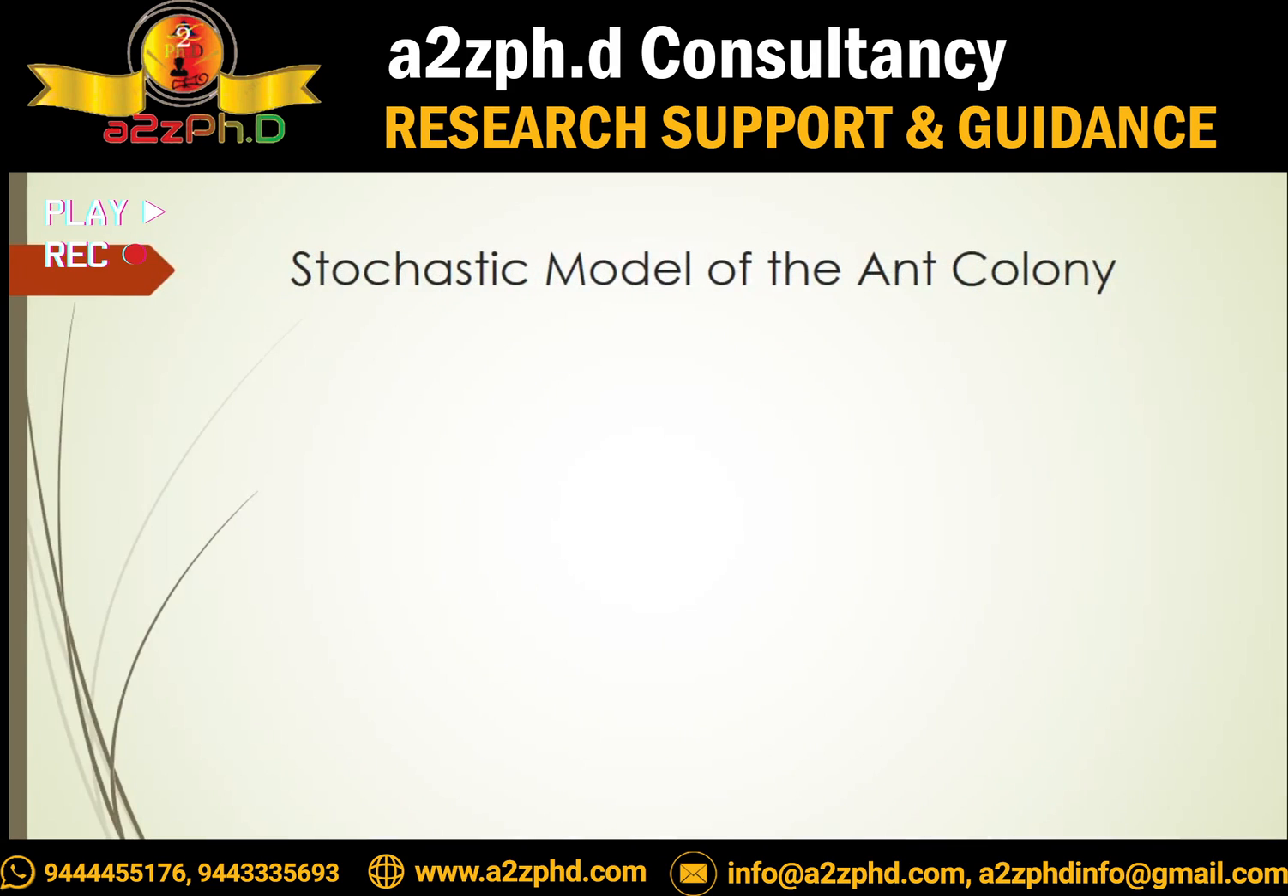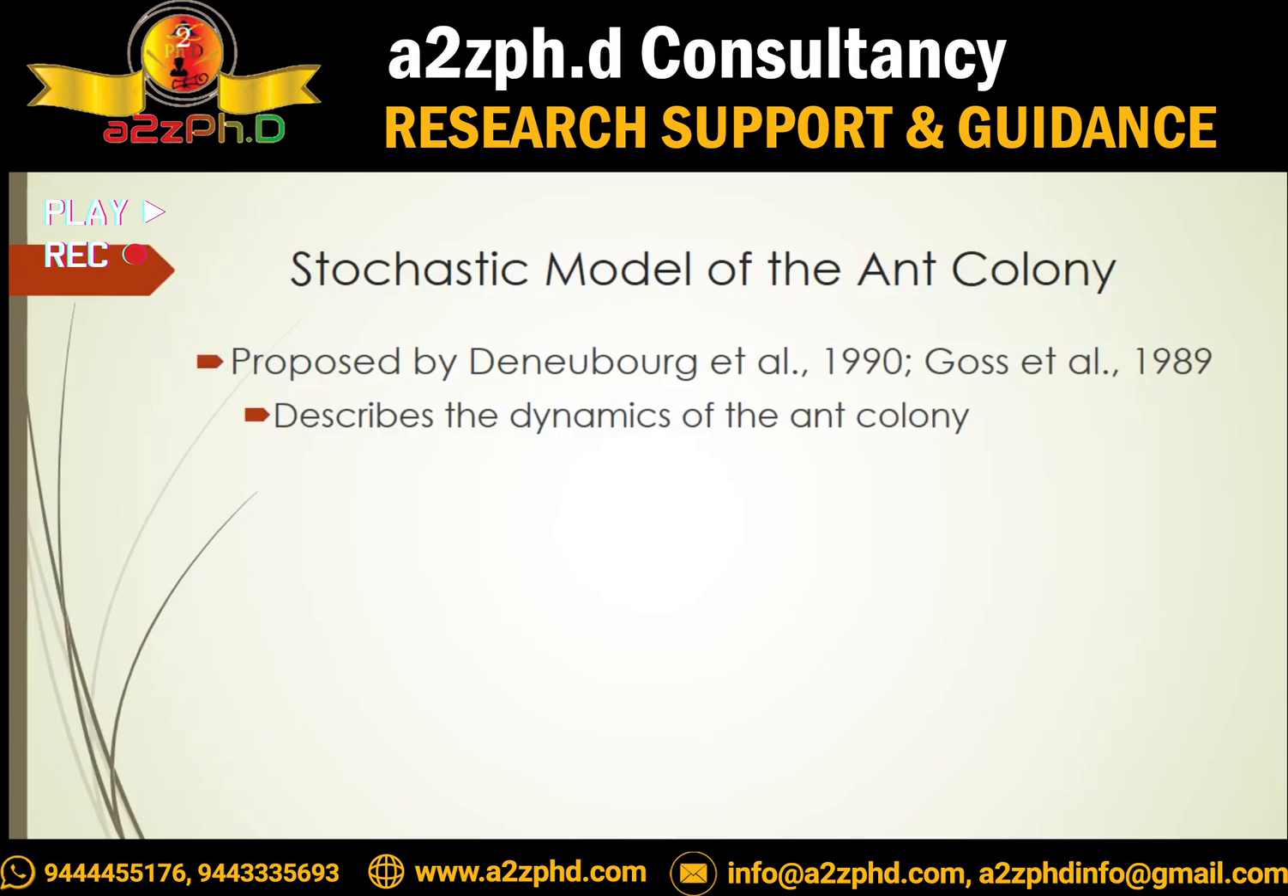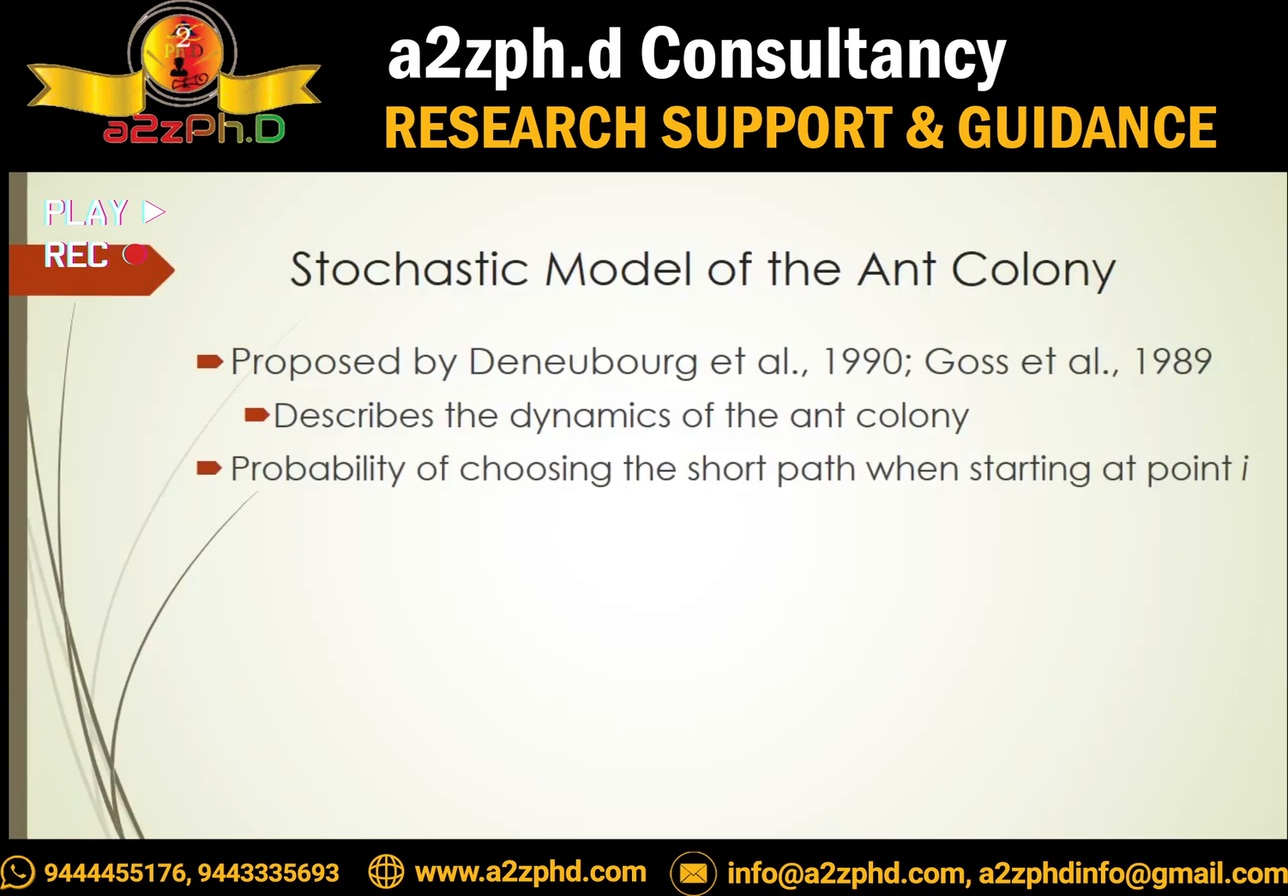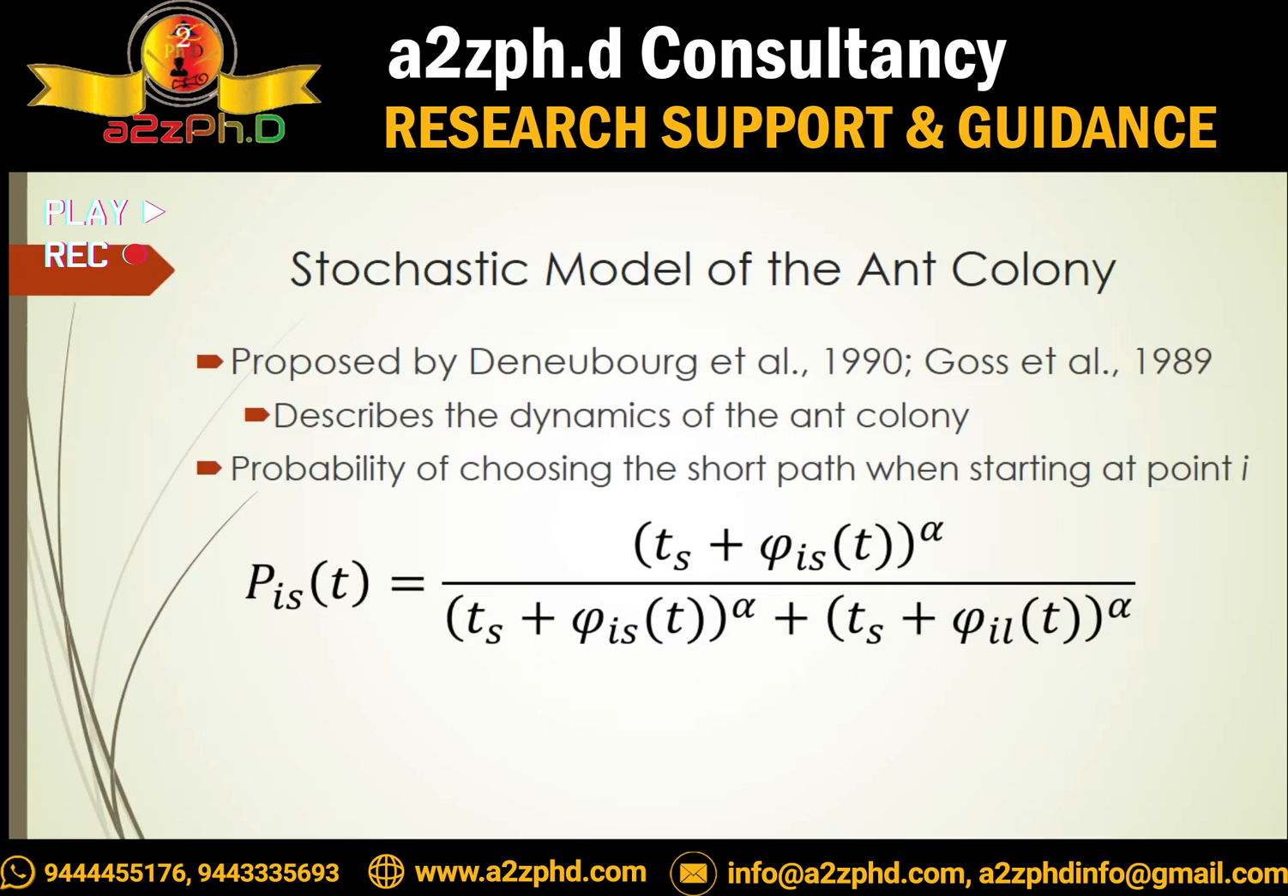So this leads us to the creation of a stochastic model for the ant colony. And this is proposed by Deneubourg in 1990 and Goss in 1989. And they describe the dynamics of the ant colony. Specifically, they relate the probability of choosing the short path when starting at a given point i. This is the equation, and it is, as mentioned, the probability of starting at point i and choosing the short path at a specific point in time.